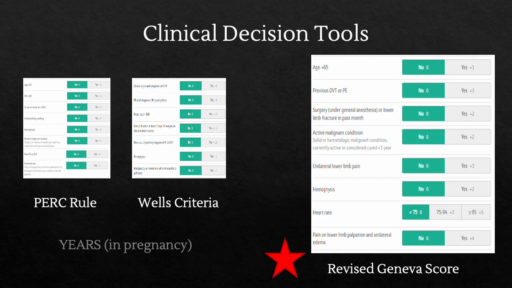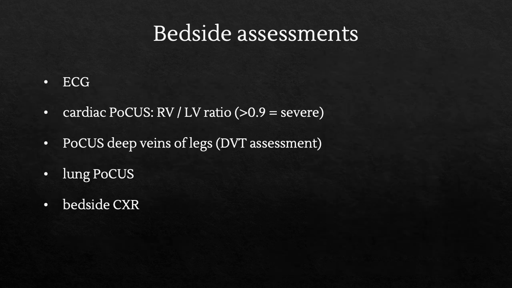Or you can use the revised Geneva score, but on the local protocols, we actually use the PERC and the Wells score. So bedside assessments for working up a PE include ECG and cardiac POCUS, which is probably the most important. Don't forget to do a DVT assessment via point-of-care ultrasound, and it's important to pretty much look at the whole leg, not just a limited compression ultrasound. Look at lung POCUS because maybe it'll help you with the differential, and don't forget to do a chest x-ray.